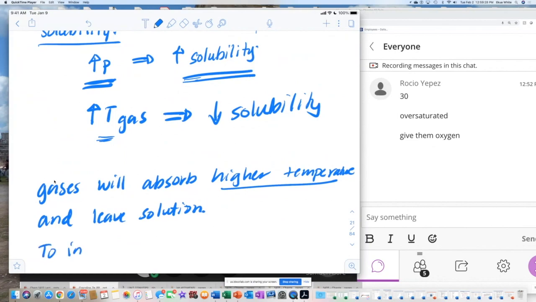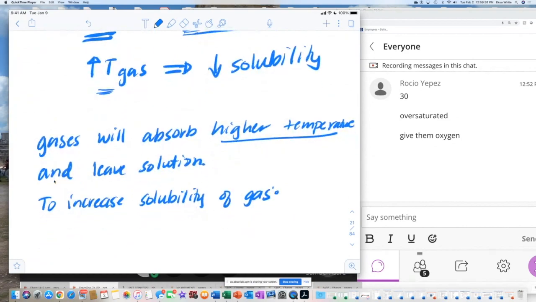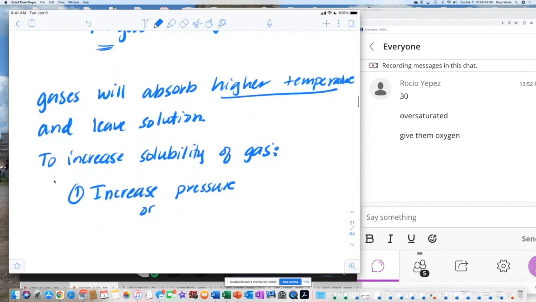So to increase solubility of gas, we can summarize what we just learned, right? These are your options. Number 1, increase pressure, or number 2, decrease temperature. So the gas molecules cannot leave.